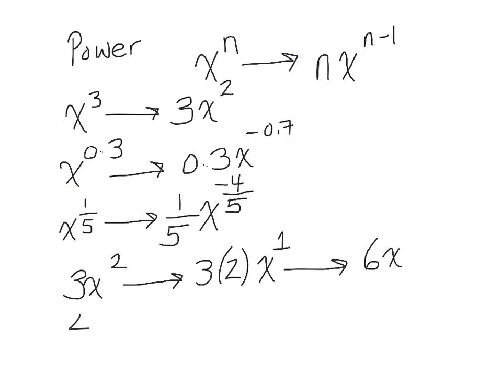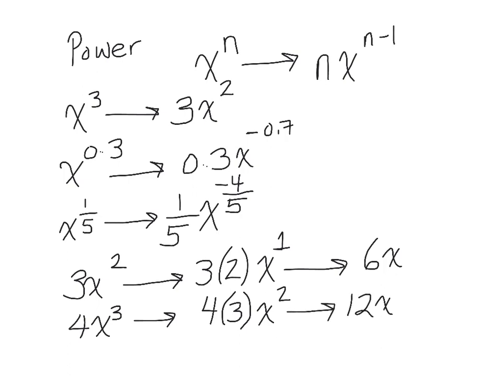So just one last example. What if we had 4x cubed? Again, we have already a coefficient in front of that x. We're bringing down the n. We have x, and then n minus 1, where n is 3. So our n minus 1, or our new exponent in the derivative, is squared. And we could simplify that. 12x squared would be the derivative of 4x cubed.